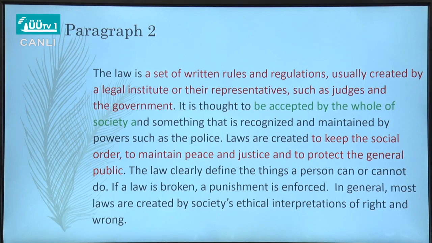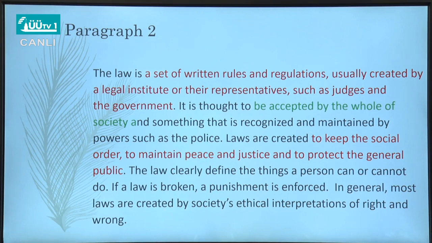So as you can see from the first two sentences, here the writer is mentioning the word law as a keyword, and he's trying to define what law is. So actually law is a set of written rules and regulations, usually created by a legal institute or their representatives, like the government representatives, such as judges and the government. So the writer gave us a short definition about law. It's like I told you, regulation, something legal, something related to judges, related to government. The representatives of our society, of our citizens, are trying to put the law according to our beliefs and according to our interpretations. Okay?